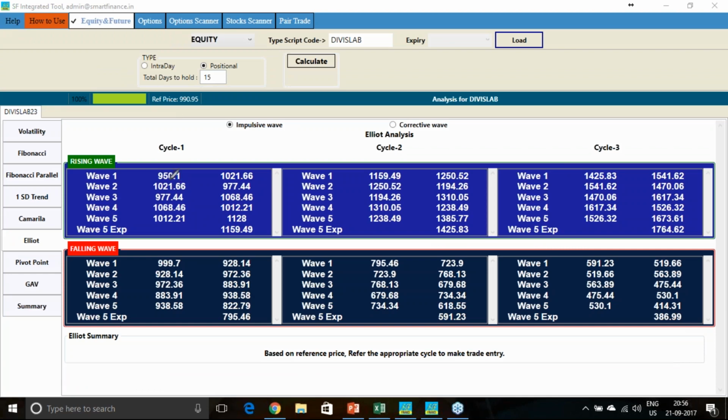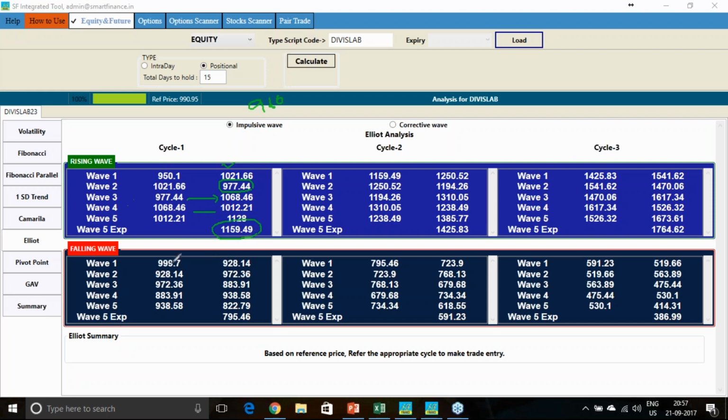So here I am an investor. I invested at around the 950 or 960 level. I am just waiting for wave 1 to complete at 1021. This says that wave 2 will have a correction till 977. Then it can move till wave 3 at 1068. It will have a further correction. Then wave 5 expansion till 1160 it can take me.